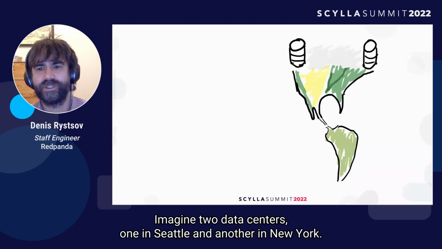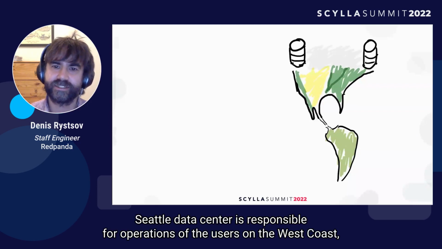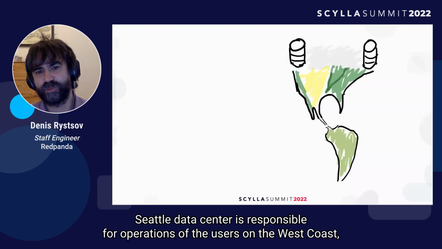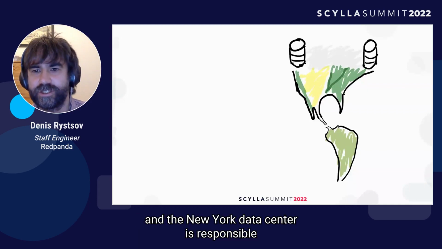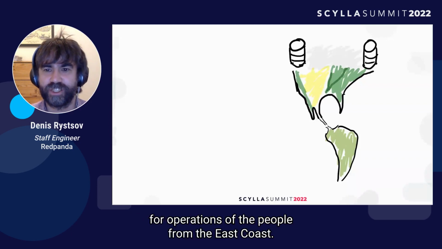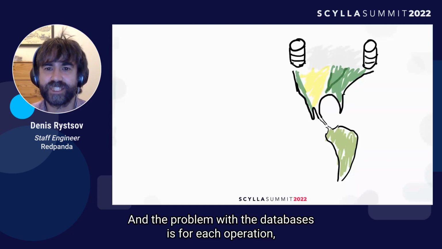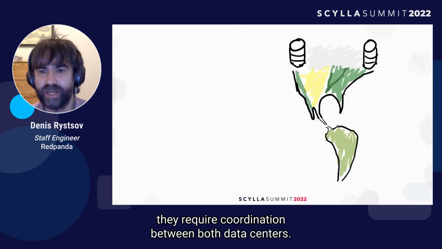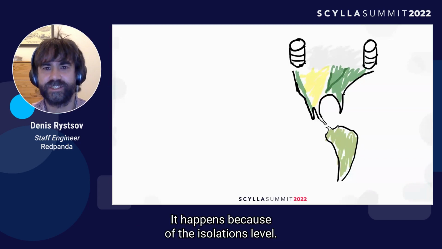Imagine two data centers, one in Seattle and another in New York. The Seattle data center is responsible for operations of the users on the West Coast, and the New York data center is responsible for operations of the people from the East Coast. And the problem with databases is that for each operation, they require coordination between both data centers. It happens because of the isolation level.